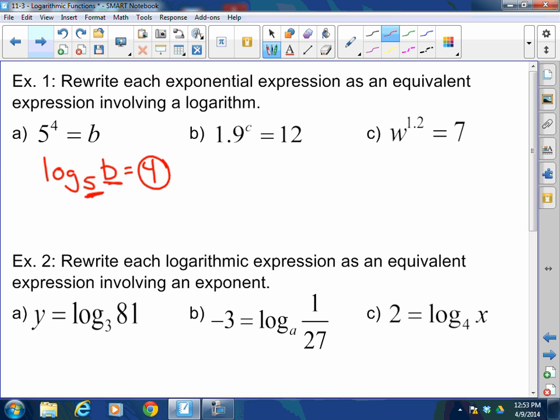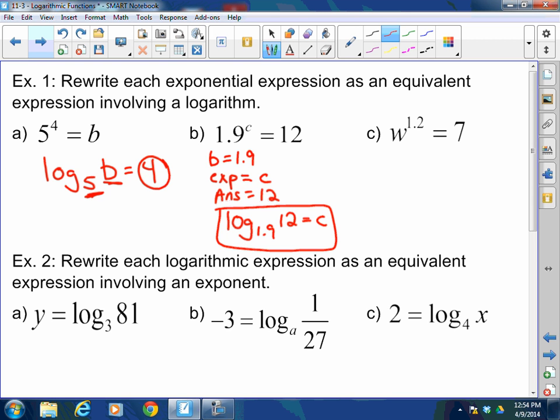1.9 to the c equals 12. What's the base? If this helps you, you could do this. The base is 1.9. What's the exponent? Oh, yeah, the exponent, sorry, c. And what's my answer? 12. So, log base 1.9 of the answer equals my exponent c.